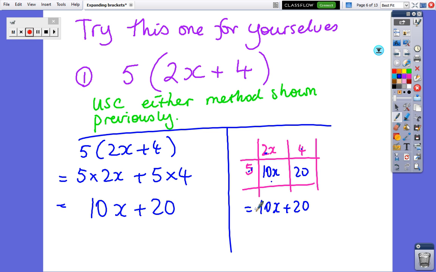So I think at some stage, pick a method that you think makes more sense to your head, and then stick with it. In the first method, we're going 5 times 2x and 5 times 4, and you get 2 products, and then you simplify. Otherwise, it's like a little set of boxes. So copy them down, hopefully you got it right, and then move to the next slide when you're ready.